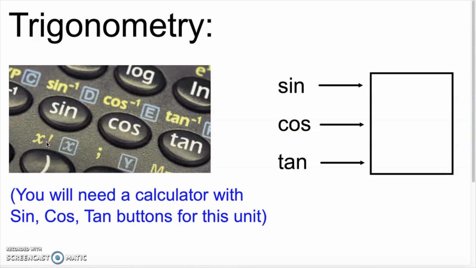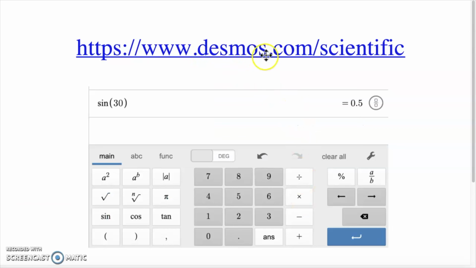You're going to need a calculator with those three buttons, sine, cosine, tangent. If you don't have one, a good website you can use is desmos.com/scientific. That'll pull up this calculator right here. It's got the sine, cosine, tangent buttons right there.